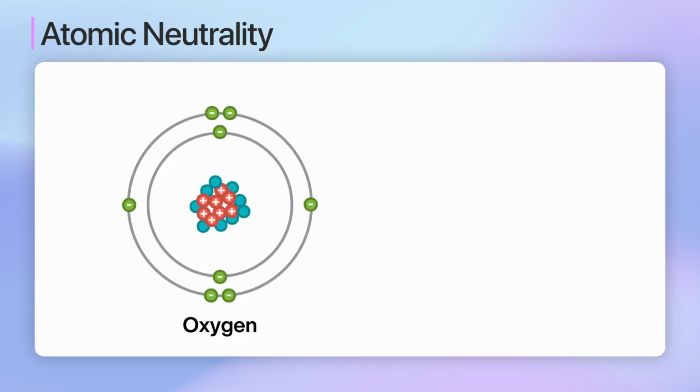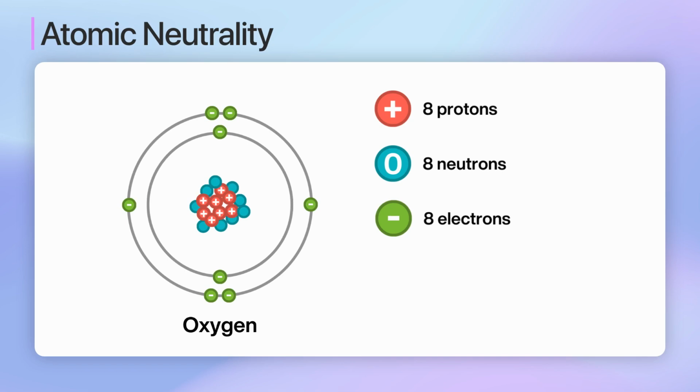For example, oxygen has 8 protons, 8 neutrons, and 8 electrons. Each proton has a +1 charge, giving a total charge of 8 multiplied by +1, which equals +8. Each neutron has a 0 charge, giving a total charge of 8 multiplied by 0, which equals 0. Each electron, however, has a -1 charge, giving a total charge of 8 multiplied by -1, which equals -8. Hence, this gives a neutral charge for the atom as +8 + 0 + -8 equals 0. As shown, the atom is electrically neutral.